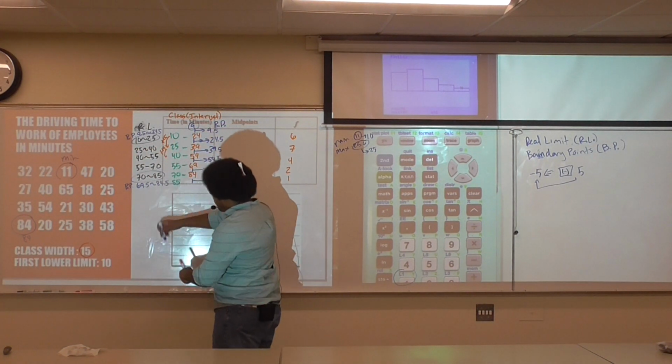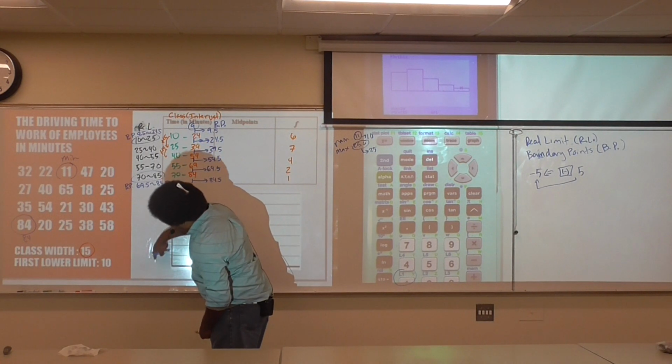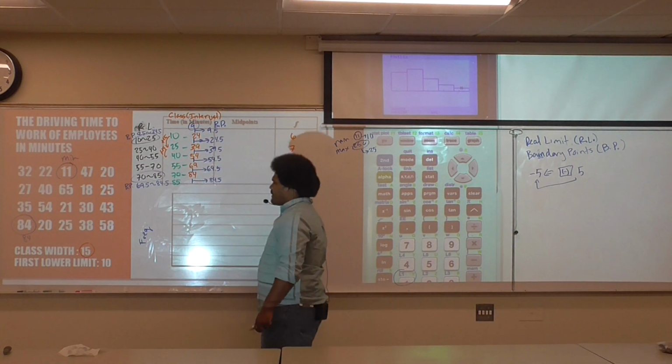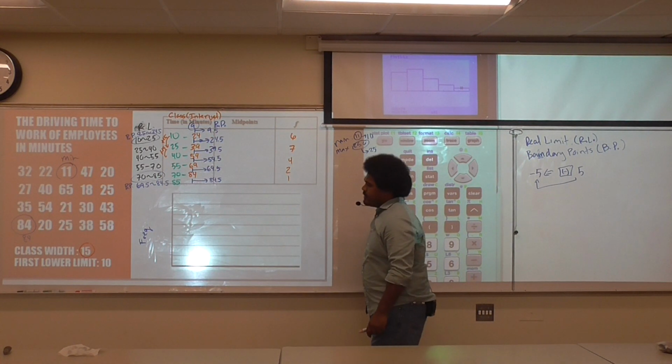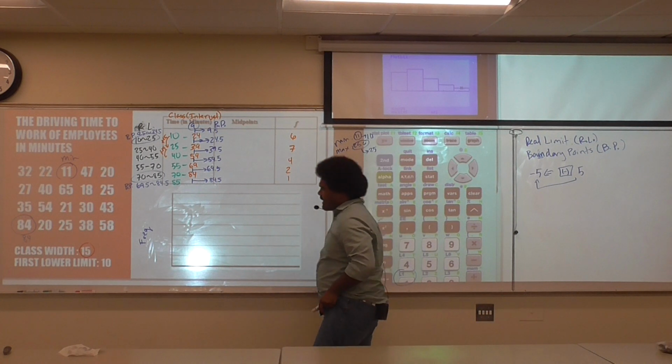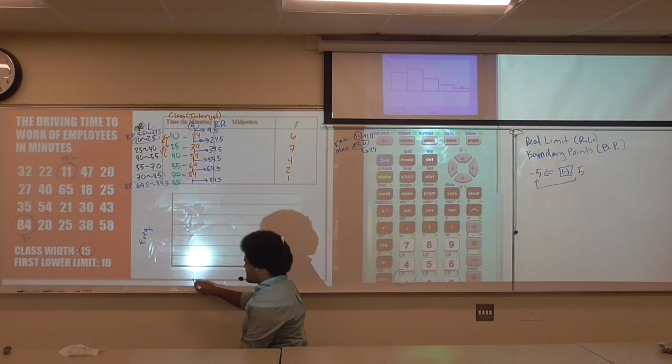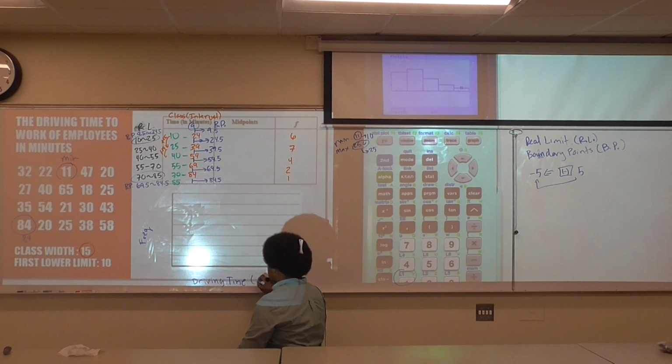And I'll write that right here. So over here, y-axis is frequency. And I tend to write F or EQ for short when I write frequencies. And then the bottom right here is supposed to be driving time in minutes.